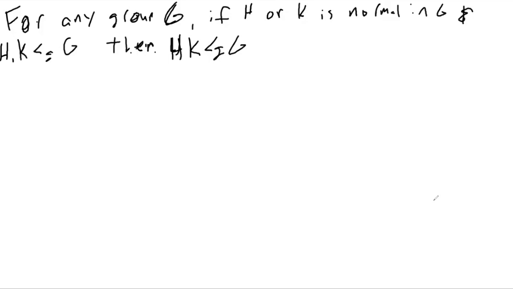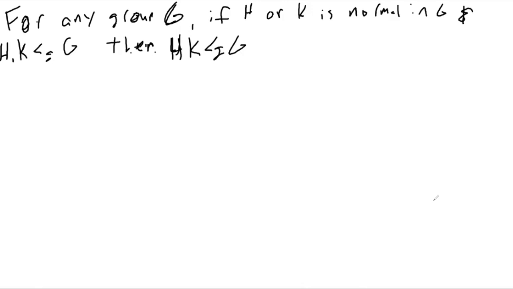So, for this proof, you're going to need to do three things. You're going to need to show that HK is a subgroup of G, HK has closure, and HK also has the inverse property. So to show that it's a subgroup of G, it's kind of trivial.